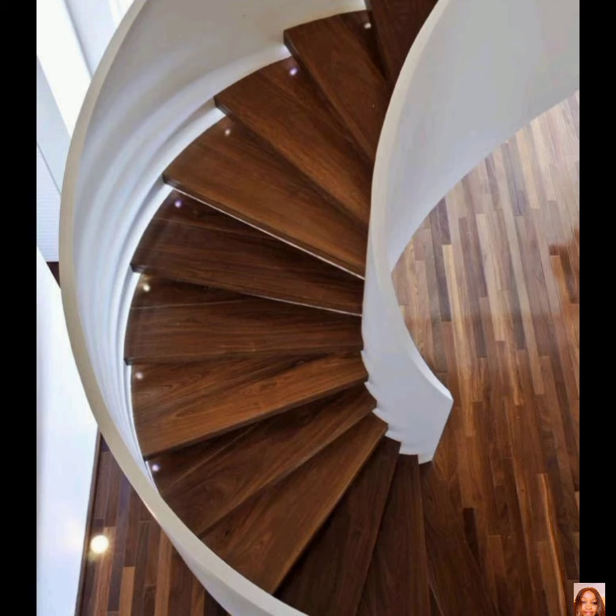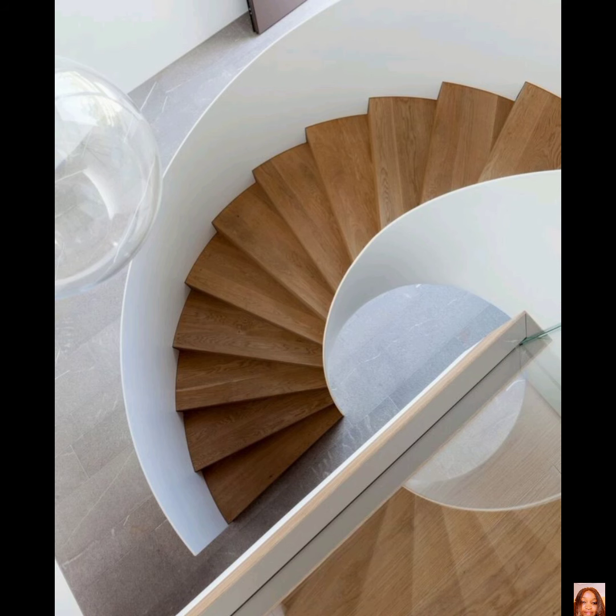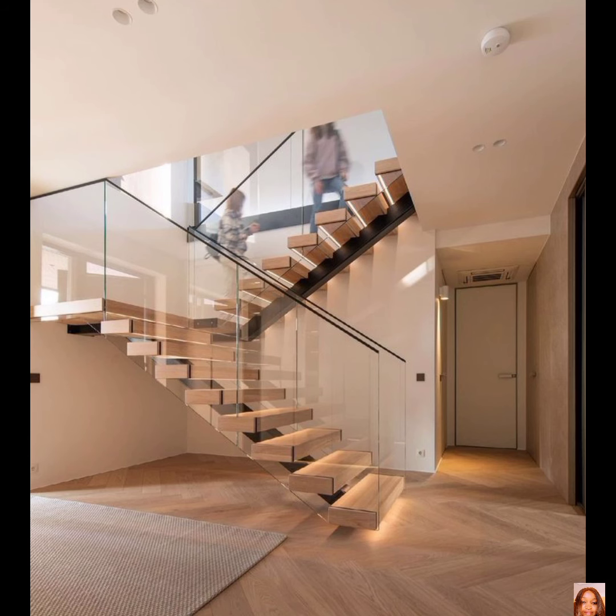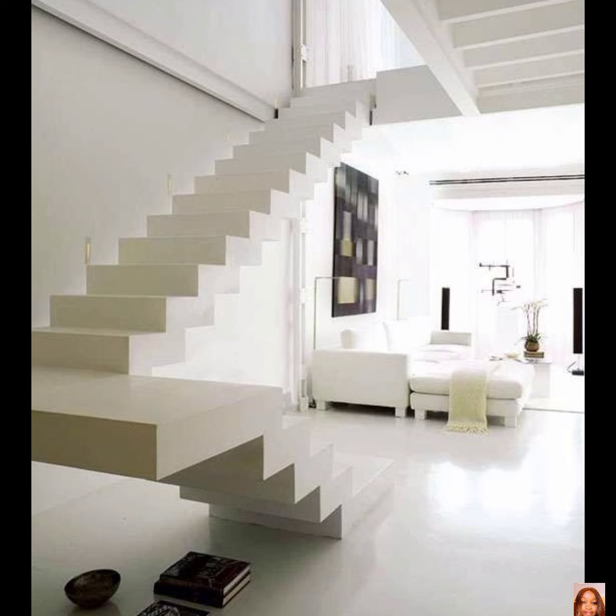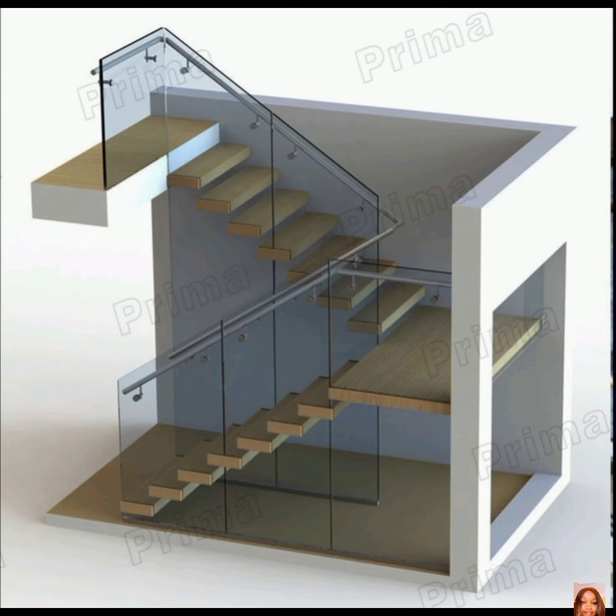If the 180 degree landing is replaced by an additional flight of steps and a 90 degree landing, the U-shaped stairs transform into a quarter landing or double L-shaped staircase instead. U-shaped stairs can be easily incorporated into an architectural design. Nevertheless, they require more support than open staircases.